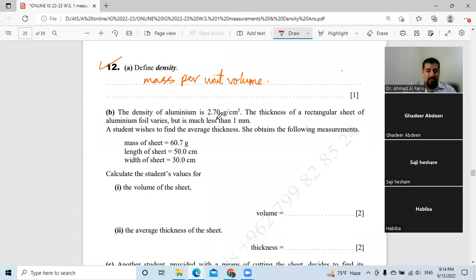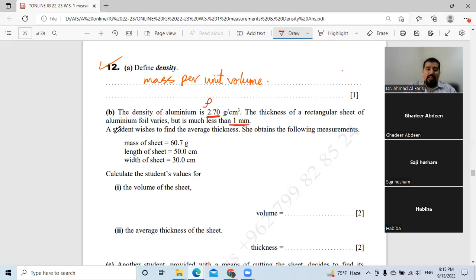The density of aluminum is what? 2.7 grams per cubic centimeter. They give us the density. The thickness of rectangular sheets of aluminum varies. Aluminum sheet, like the aluminum foil that we put around our food when we cook it, has a very small thickness. Sometimes it's thicker in some places, thinner in other places, but on average, it is much less than 1 millimeter. Smaller than one millimeter, much smaller.